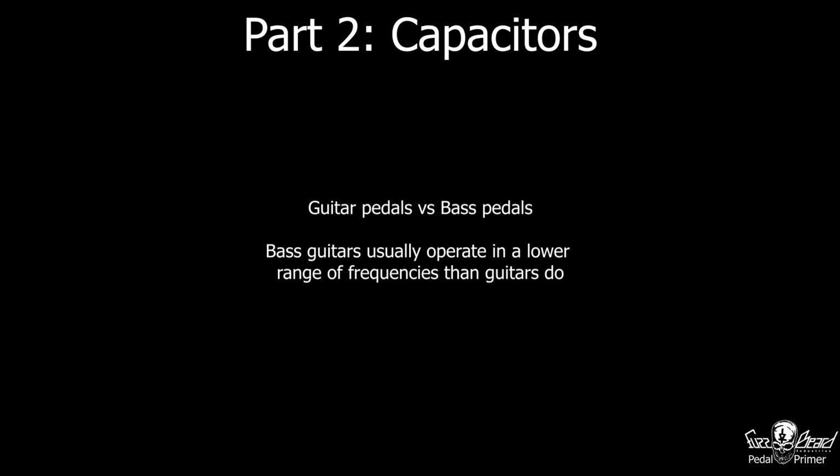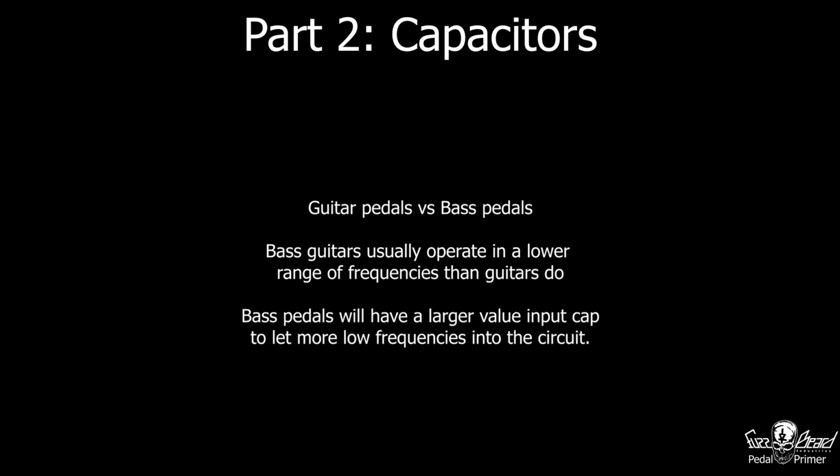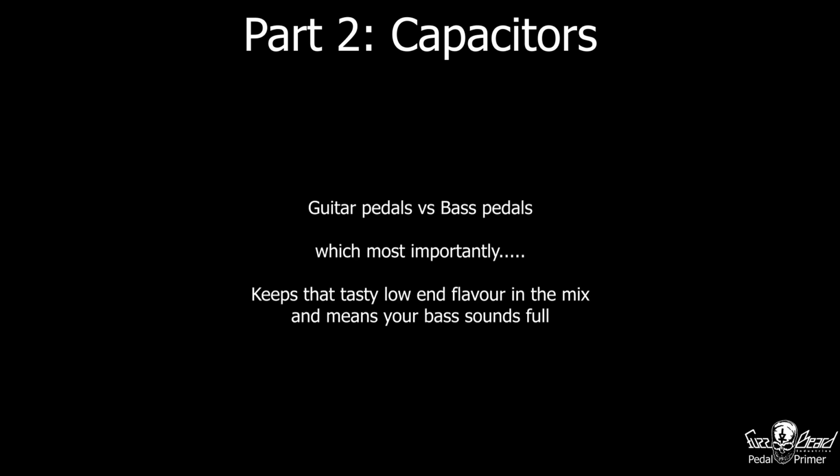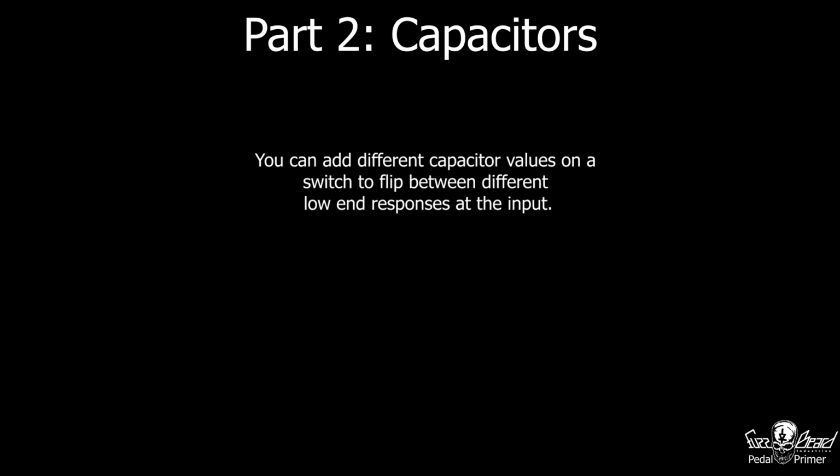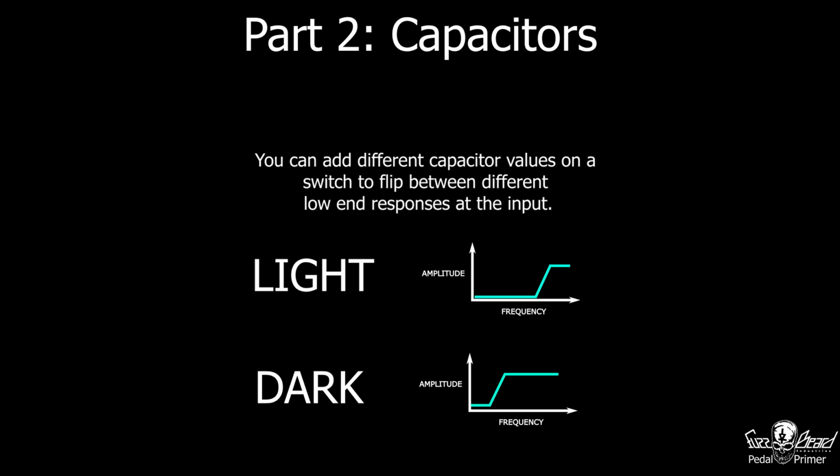As a bass guitar resides in a much lower frequency range, a bass effect pedal would require a larger input capacitor value to allow more of these lower frequencies to pass and ensure that you're not cutting out any of that valuable low-end goodness from your bass sound. For example, I have built pedals in the past that have had different input capacitor values on a switch marked light and dark to allow different low-end responses. You could potentially do the same with values suited to guitar and bass and switch up according to which instrument you're playing through the effect.